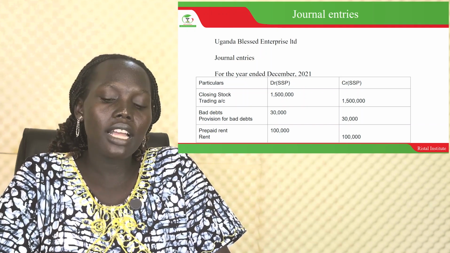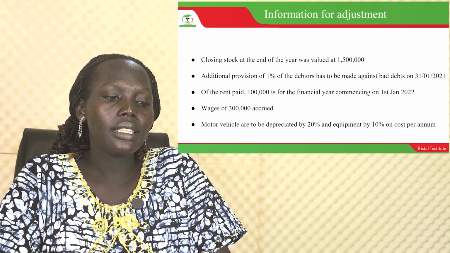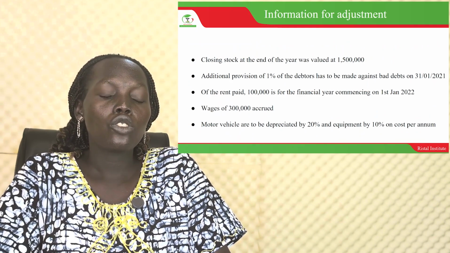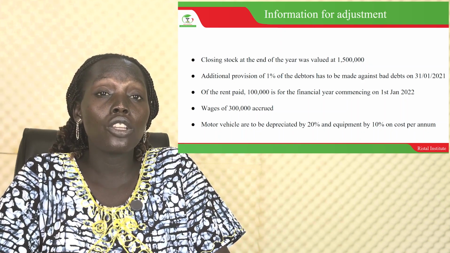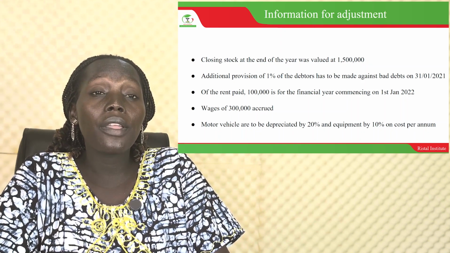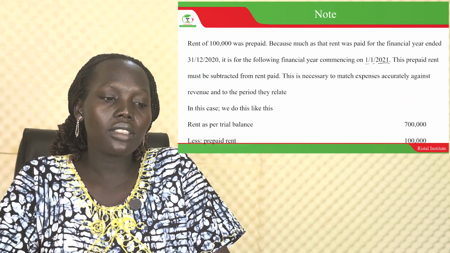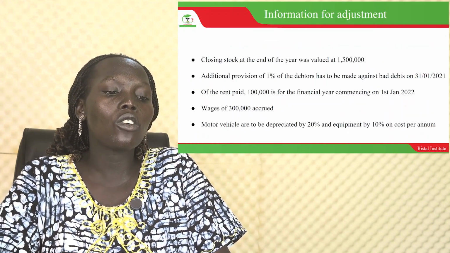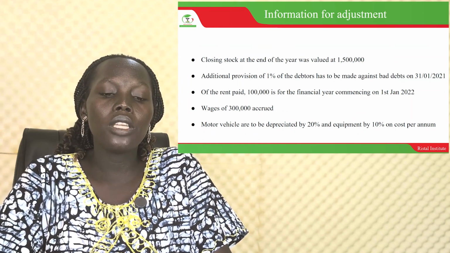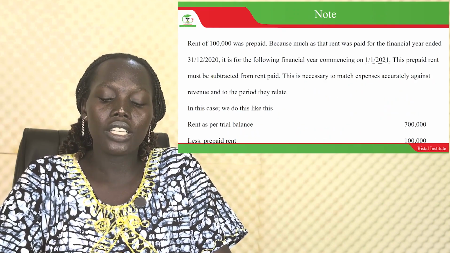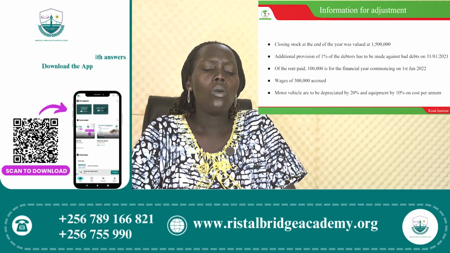So let's start. We said that they've given us additional information. So whenever you're given additional information, this is our additional information. When you're given this additional information, what does it mean? You're supposed to come up with journal entries. So let's get the journal entries. They are telling us that closing stock at the end of the year was valued at 1,500,000.